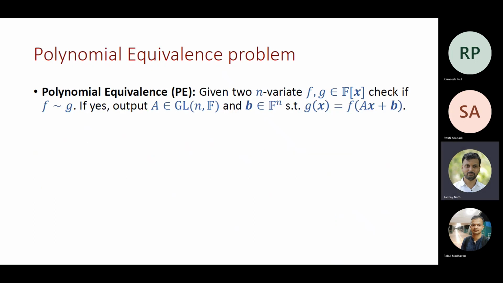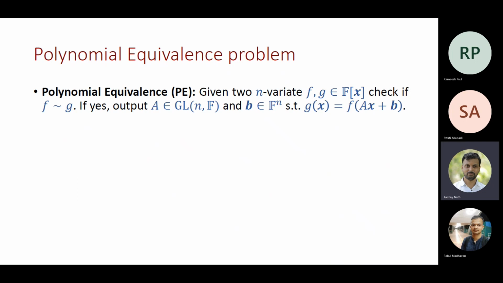Now, a natural computational problem about equivalent polynomials is the polynomial equivalence problem. Throughout the talk, I'll call this problem P for short. The problem is as follows. Given two n-variate polynomials f and g, we are supposed to check if f is equivalent to g or not. And if it is equivalent, we are supposed to output an invertible matrix A and a translation vector B so that g(x) equals f(Ax + B).